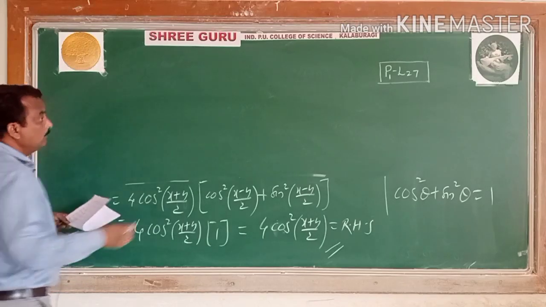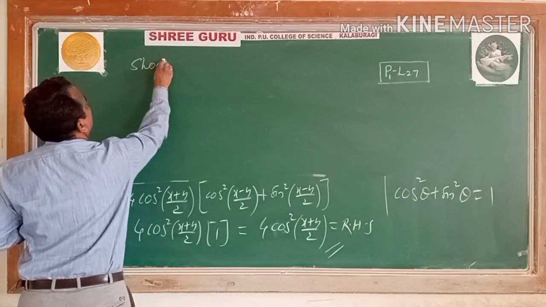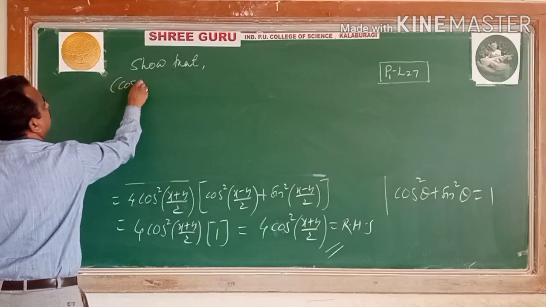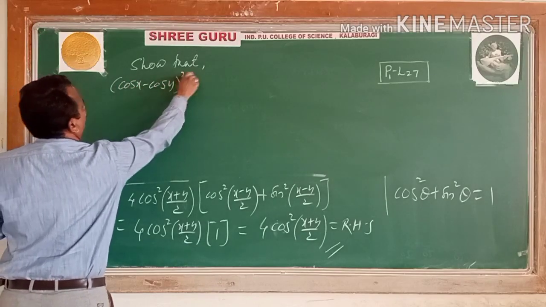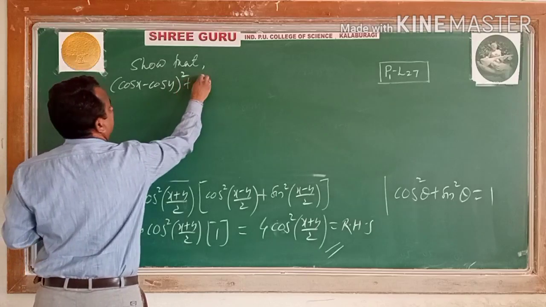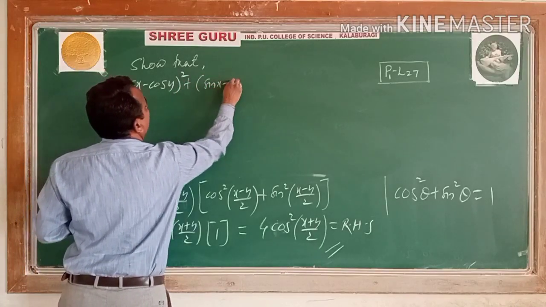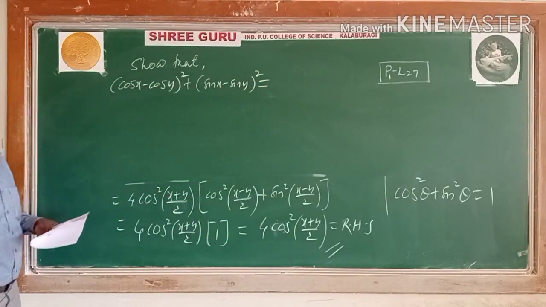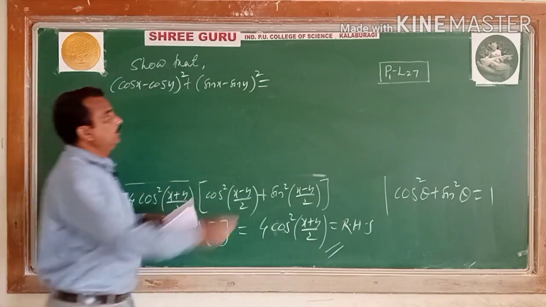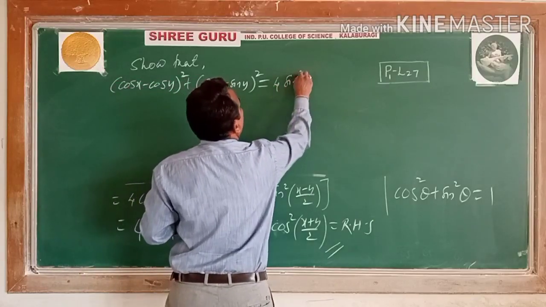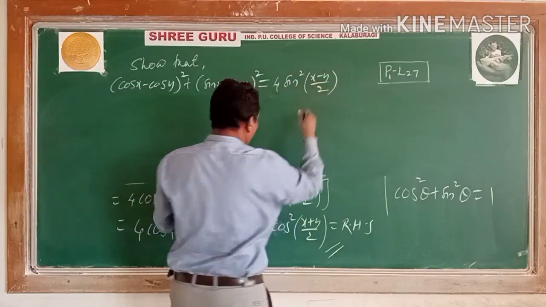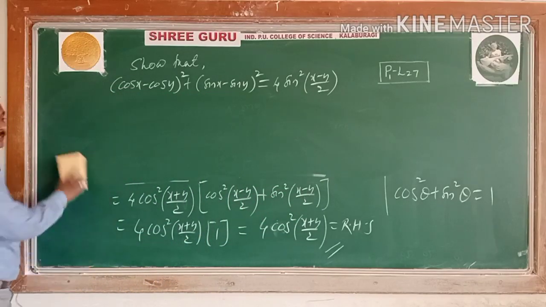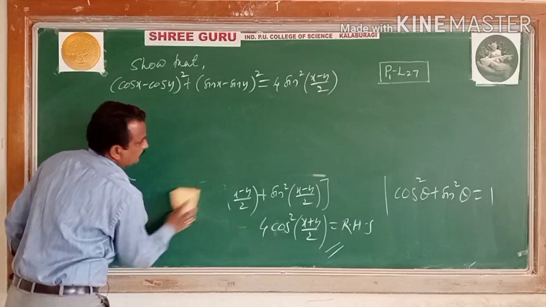See next. Show or prove that (cos x minus cos y) whole square plus (sin x minus sin y) whole square is equal to 4 times sin square of (x minus y) by 2. Same type it is. Calculate yourself, students. This is also the same type.